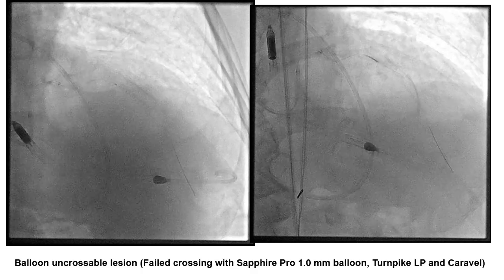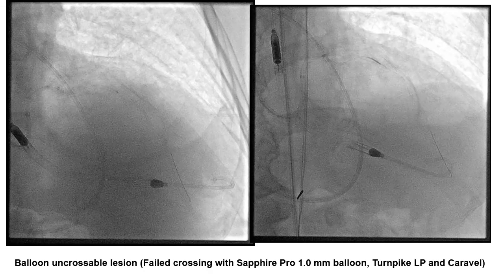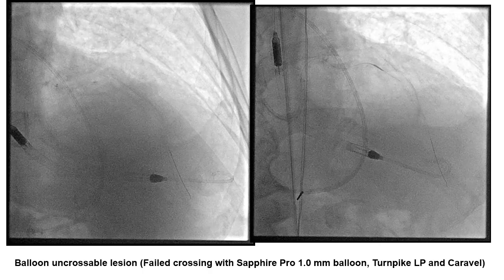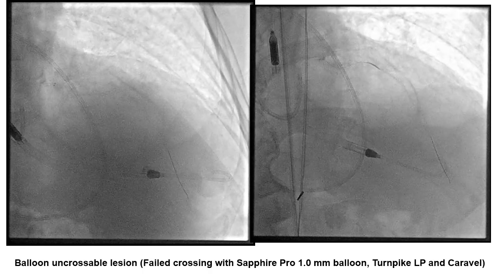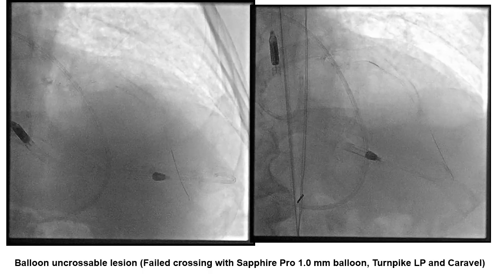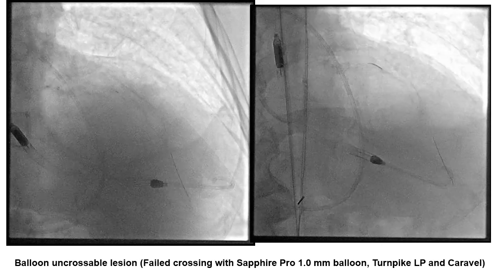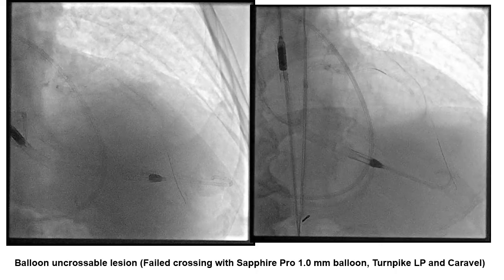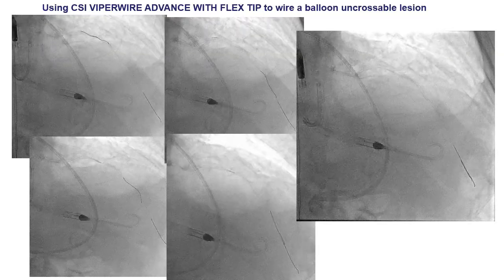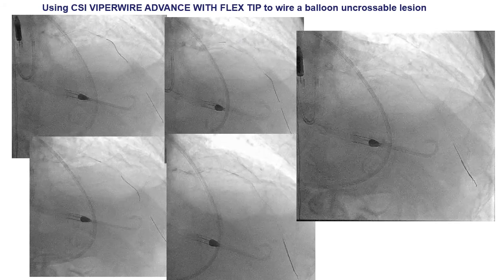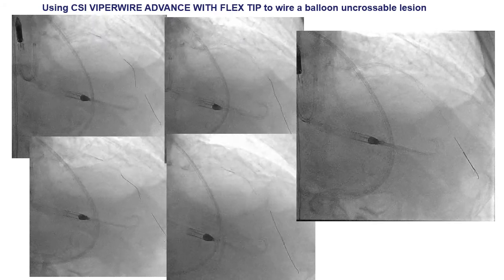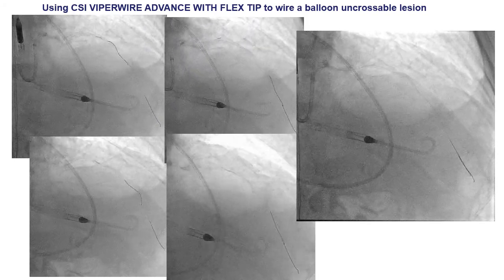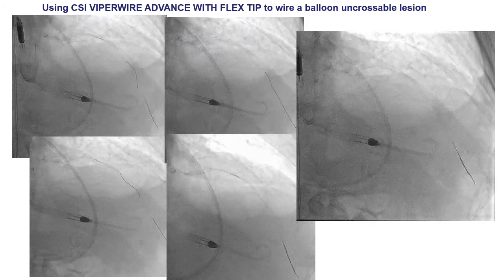So in our case, we tried crossing with a Sapphire Pro 1.0 millimeter balloon, which is very low profile, but this did not help. And then we tried a torqueable microcatheter, Turnpike LP, and a low profile microcatheter, which is a Caravel, and this all did not cross. So we decided to proceed with atherectomy using the new CSI Viper Advance wire with flex tip, which is very torqueable, to primarily wire the lesion and then use atherectomy.